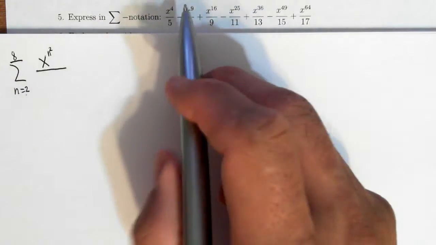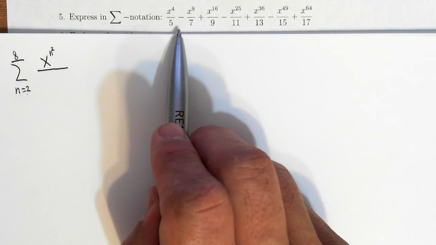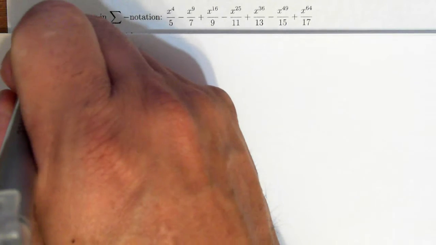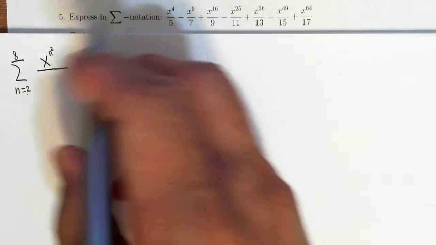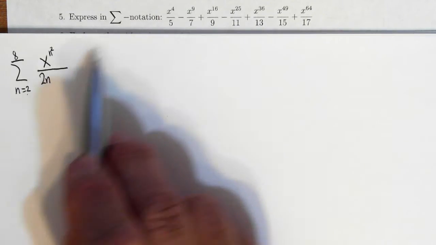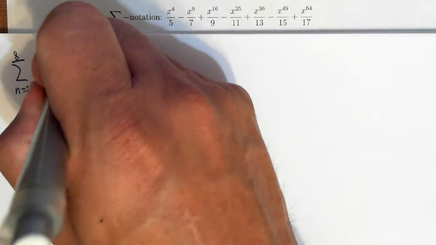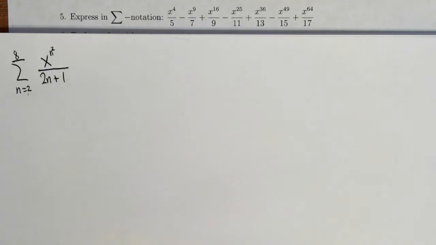Now the denominators are an arithmetic progression. So I need to start this one off. Let's see. The common difference is 2, so it's going to be 2n. And I need to start off on the right term here. So if n equals 2, that's 4. So let me add 1 to make sure that's equal to 5.